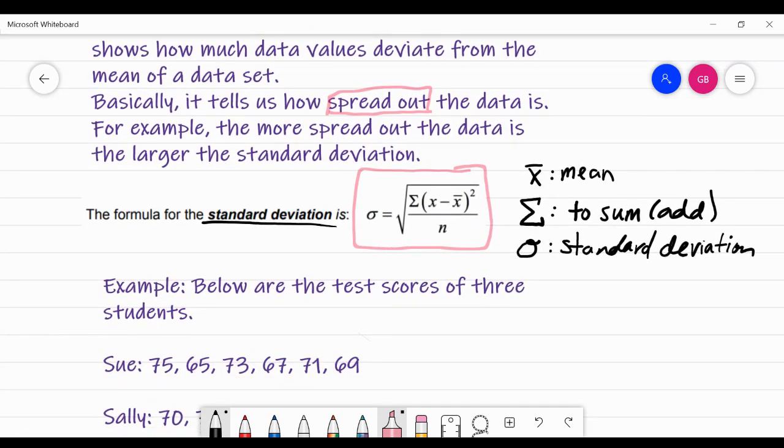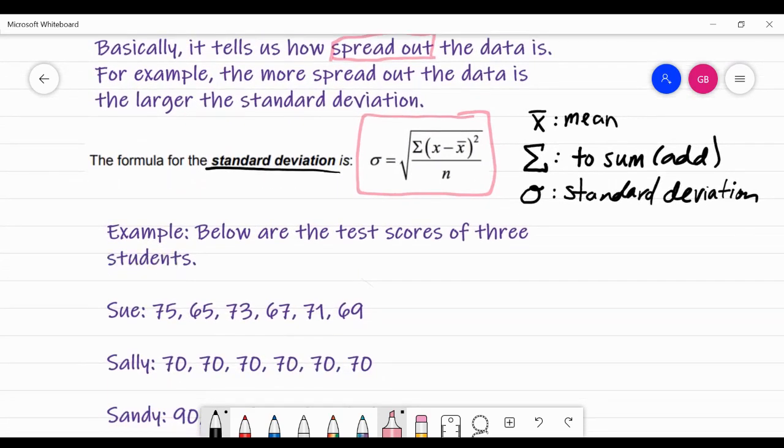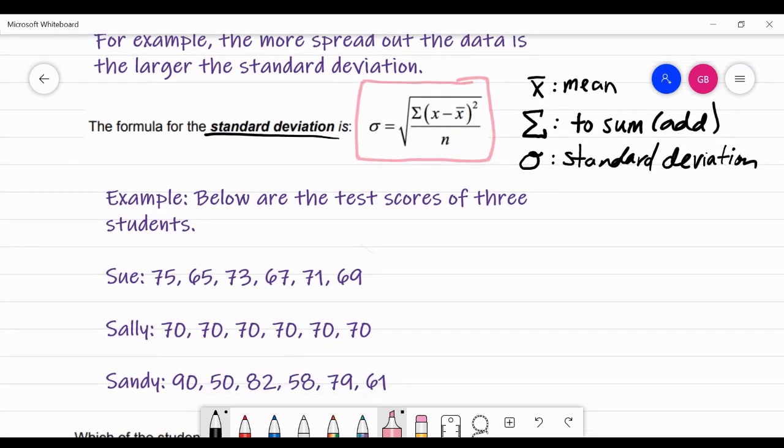So let's look at this example here. Below are the test scores of three students. Sue got 75, 65, 73, 67, 71, 69. Sally got all 70s. And then Sandy got a 90, then a 50, 82, 58, 79, 61. Okay.